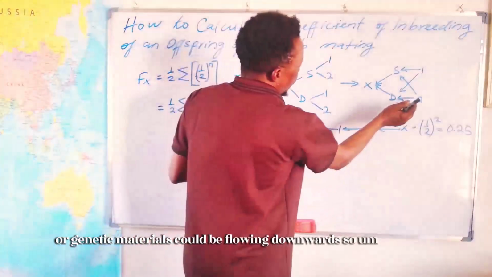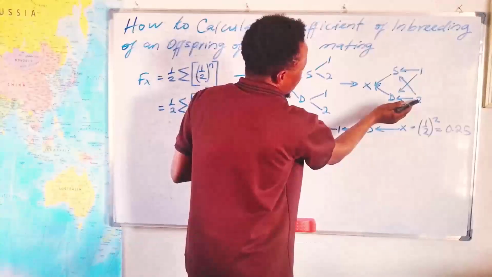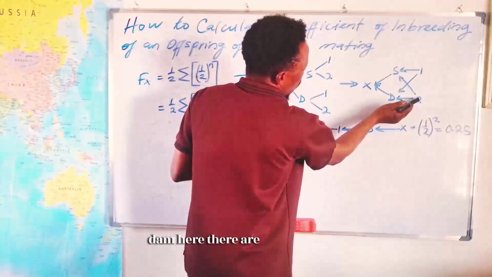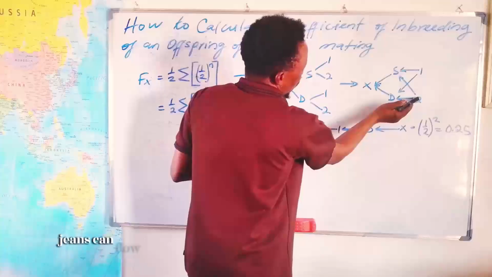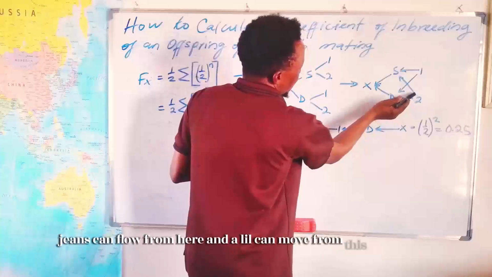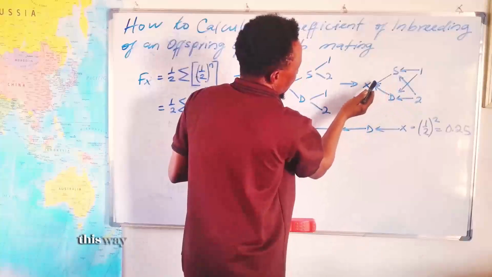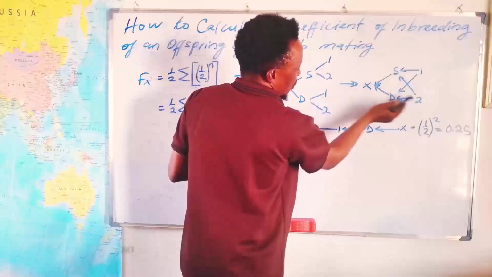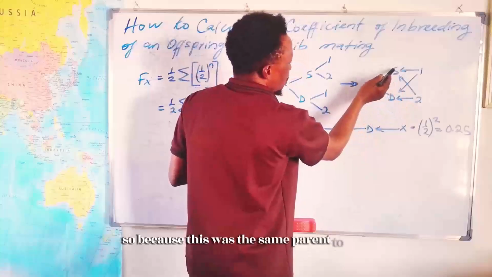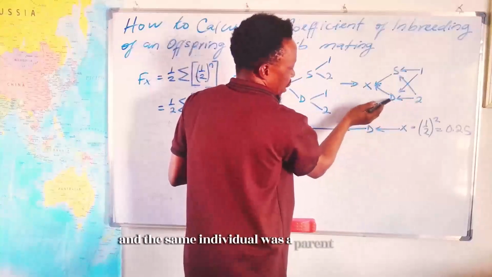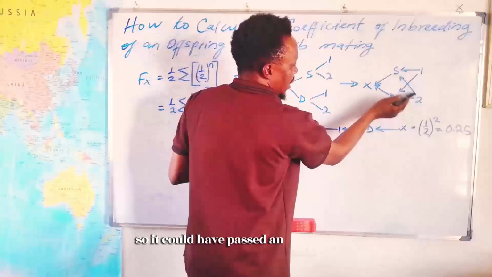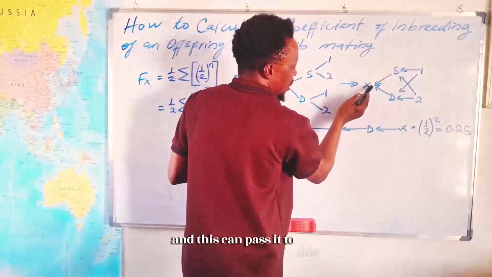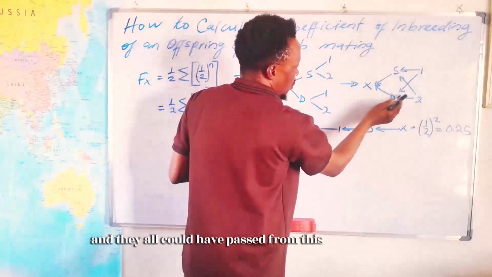So from this dam here, there are two pathways. Genes can flow from here, and an allele can move from this dam this way and come this way, or like this and come this way. Because this was the same parent to this, and the same individual was a parent to this, it could have passed an allele to this, and this can pass it to this, or it could have passed from this to this to this.